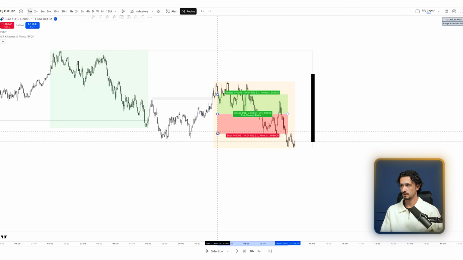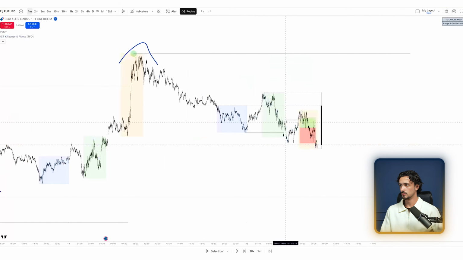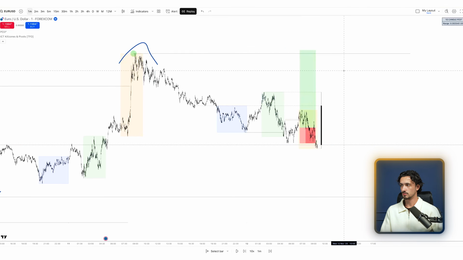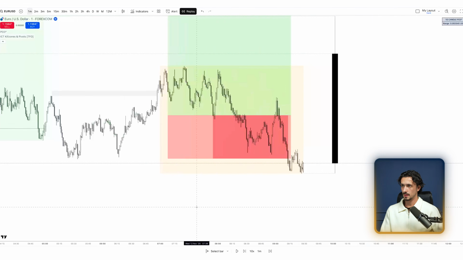I was a buyer somewhere in here, had my stop loss down at these lows, and I was targeting the highs in here for a 1 to 5 risk reward, right? That was the first trade. Now what happens is we get stopped out, right? And actually the 1 minute structure is bullish.